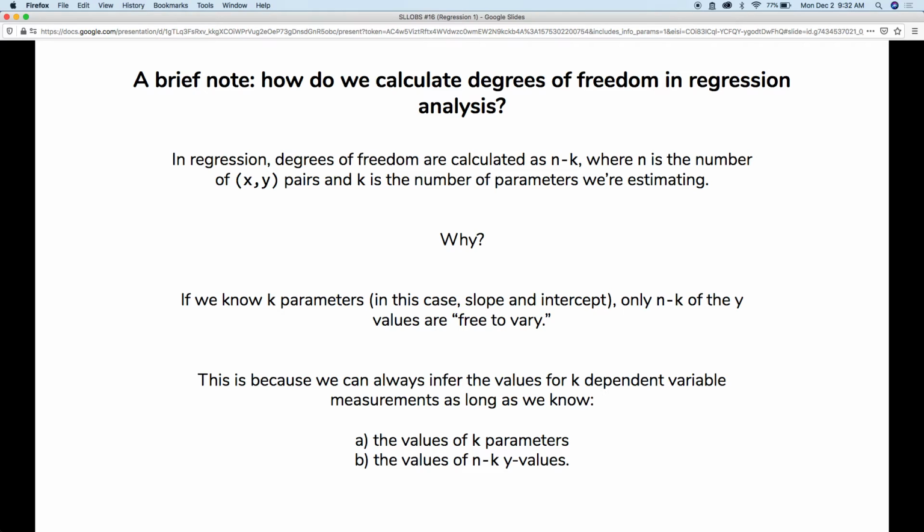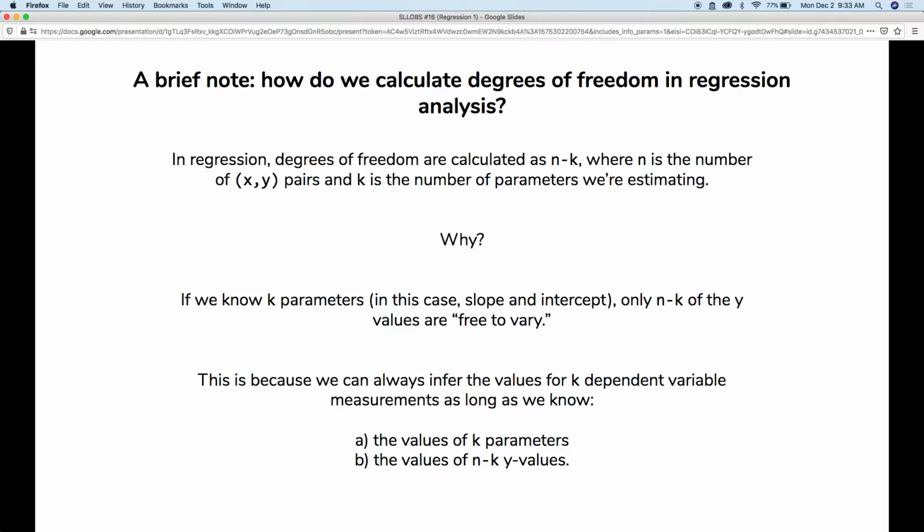Essentially, in regression, the degrees of freedom are always calculated as n, the number of data points in your model, minus k, where k is the number of parameters we're estimating. In this case, k is 2, because we're estimating a slope parameter and an intercept parameter. And the reason for this is basically if we know k parameters, in this case slope and intercept, only n minus k of the data points are actually free to vary.